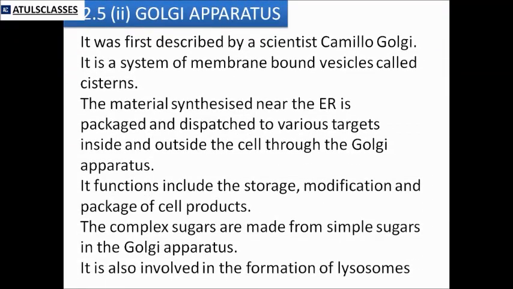The second membranous structure is the Golgi apparatus, discovered and described by Camillo Golgi. It has membrane bound vesicles and cisternae. The material synthesized near the ER is packaged and dispatched to various targets inside and outside the cell through the Golgi apparatus.